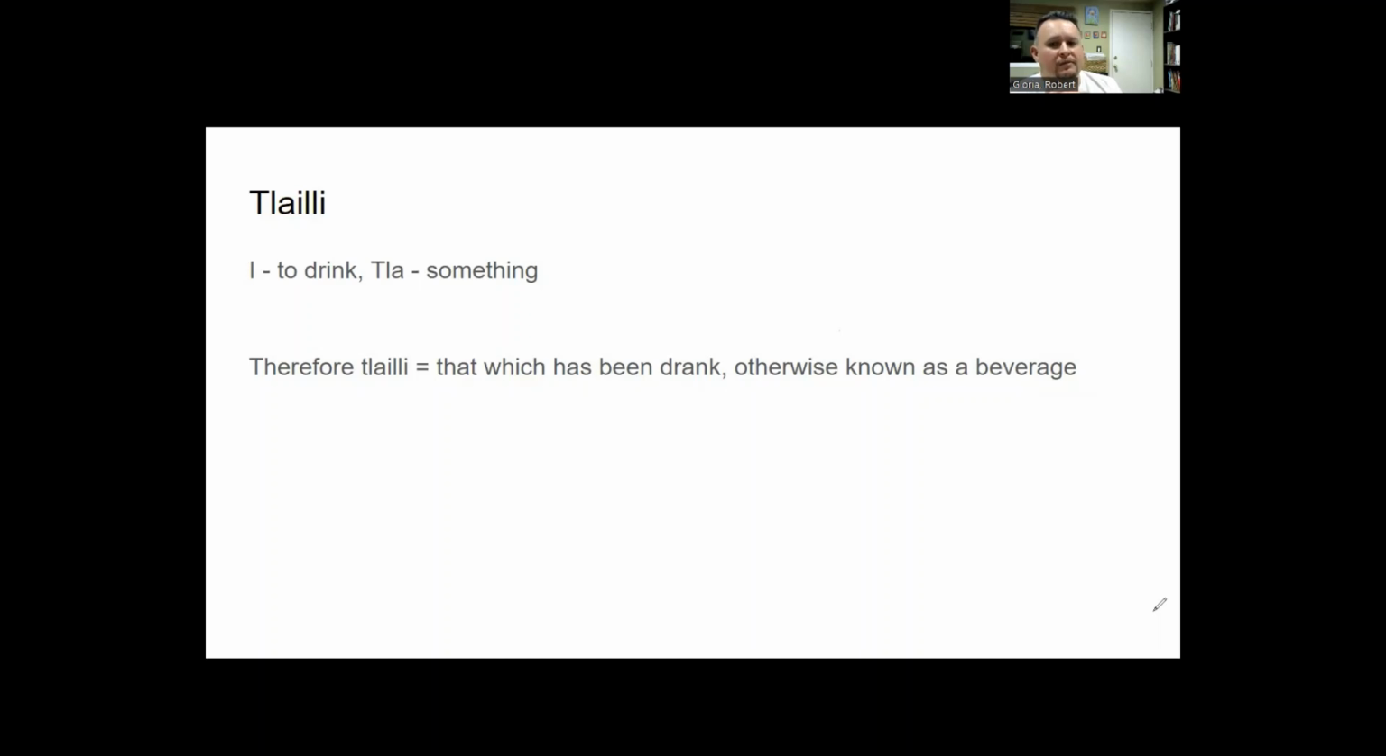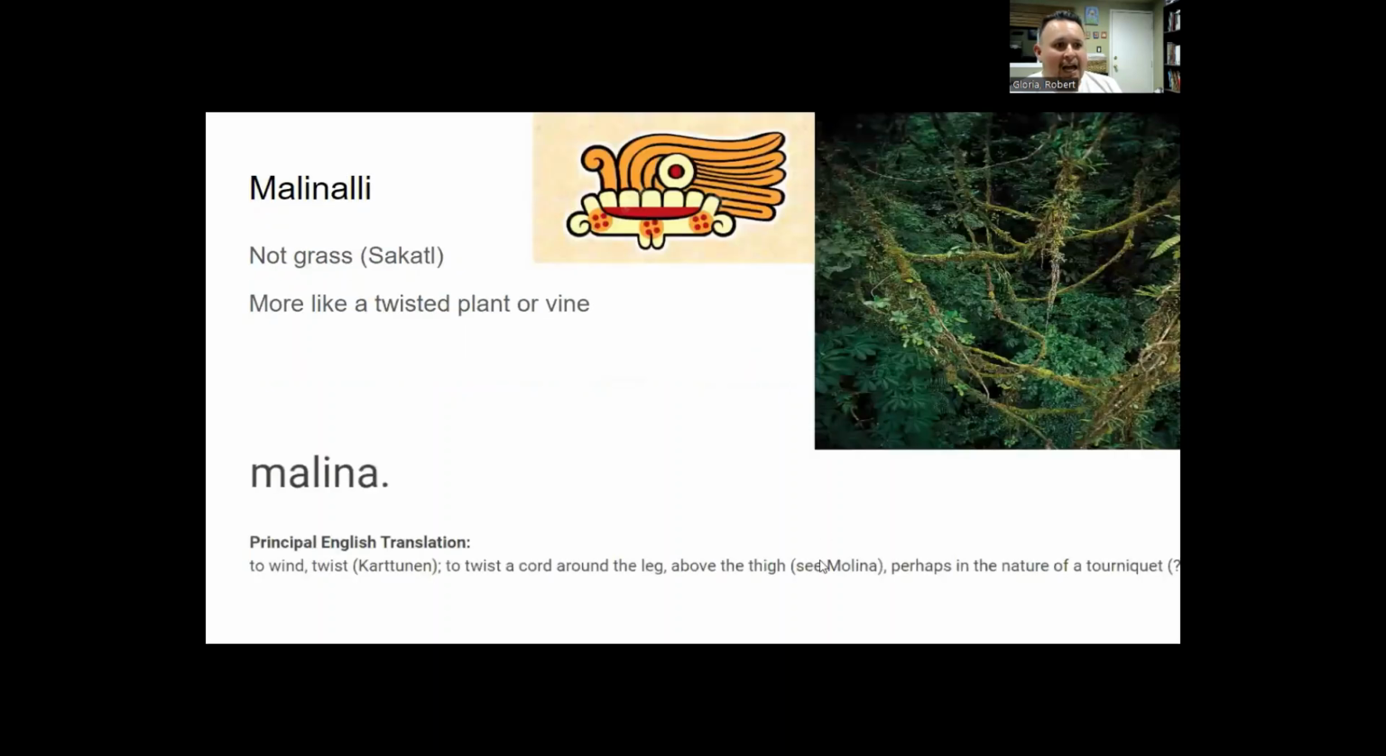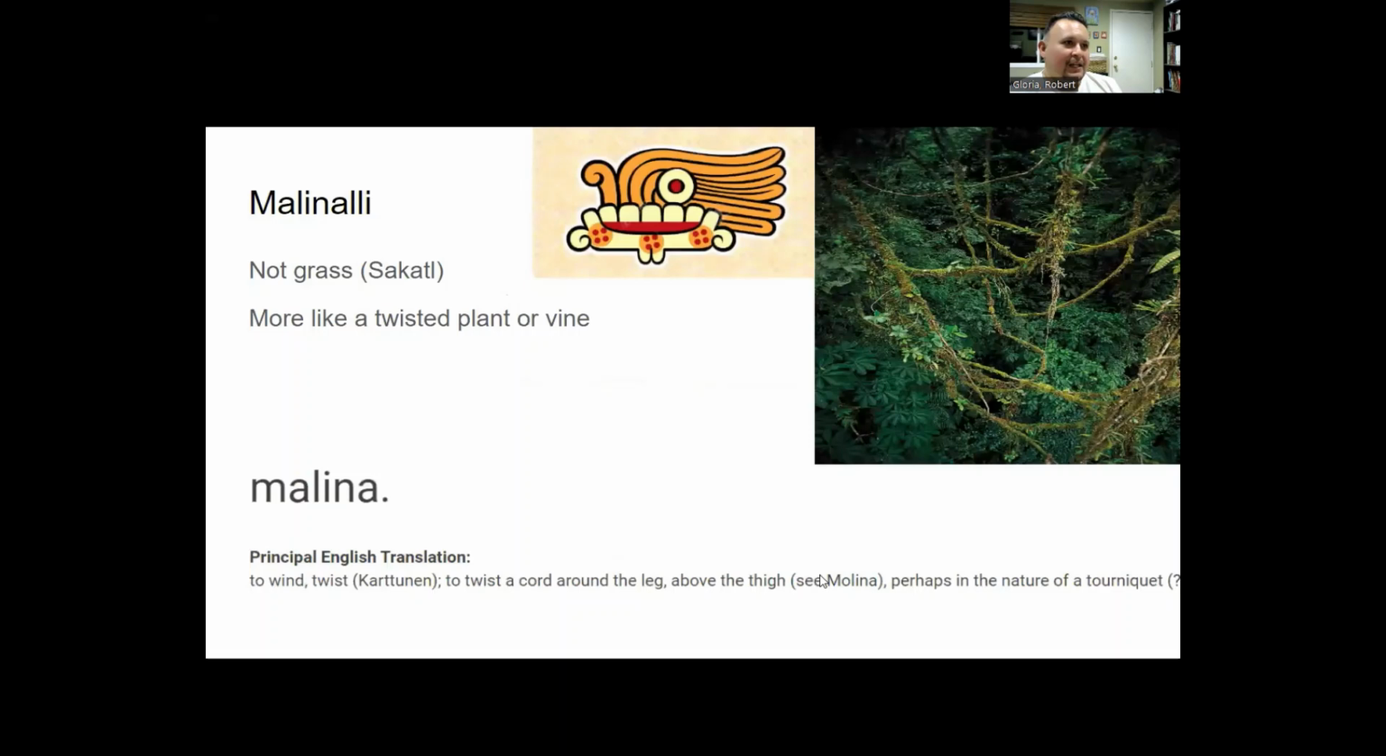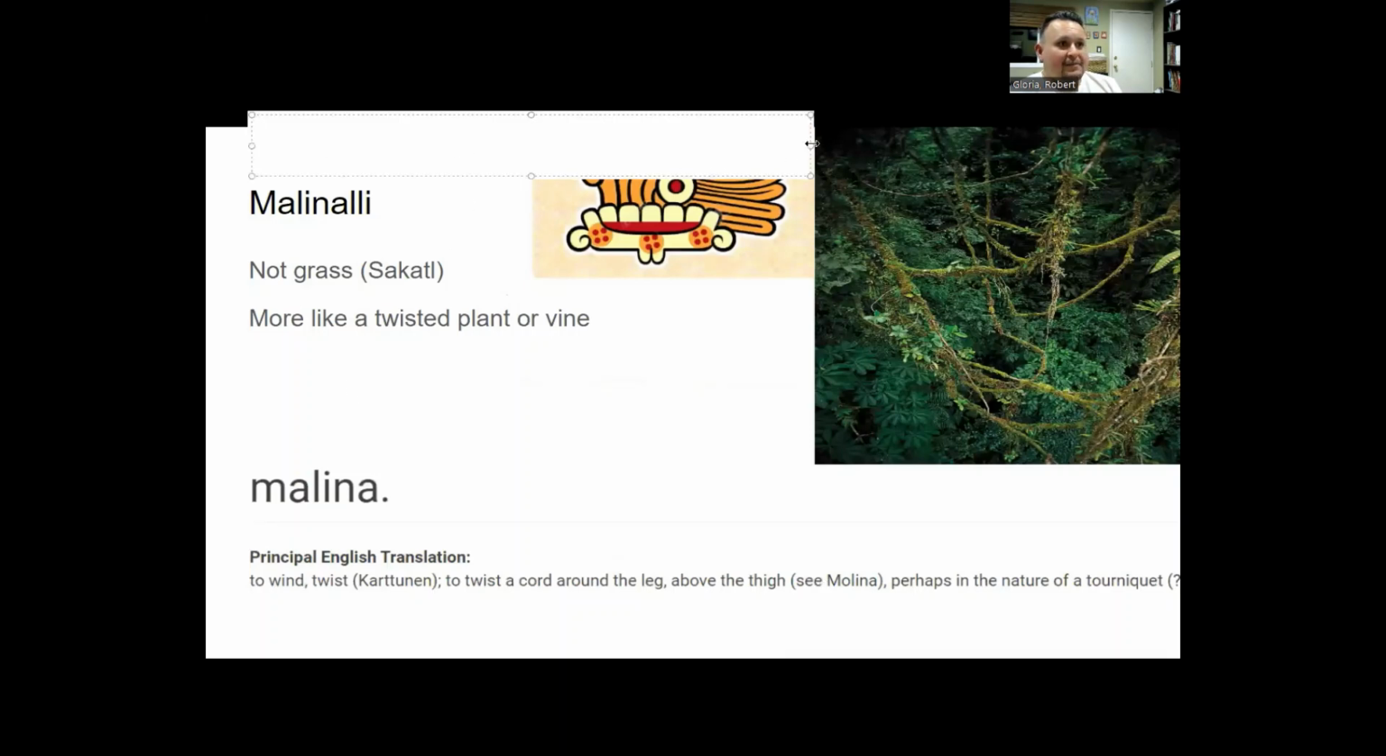And so identifying what the verb is going to help us to figure out where that word came from. And so this one, malinali, I had the hardest time with this one for a very long time. I realized, in my learning, that everybody says malinali is grass, right? Everybody. I mean, native speakers will say it, scholars will say it. Everybody agrees. If you ask them what malinali is, they say, oh, it's grass.